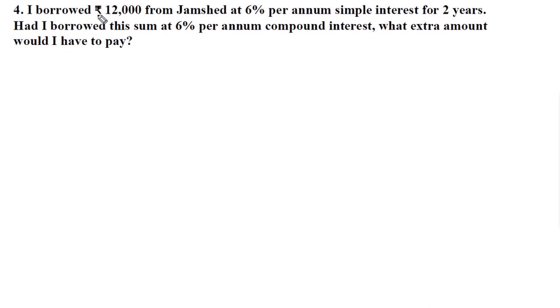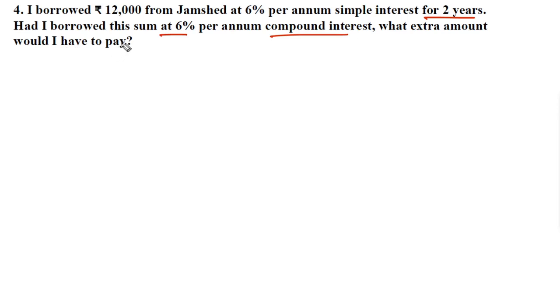I borrowed rupees 12,000 from Jamshed at 6% per annum simple interest for 2 years. Had I borrowed this sum at 6% per annum compound interest, what extra amount would I have to pay?